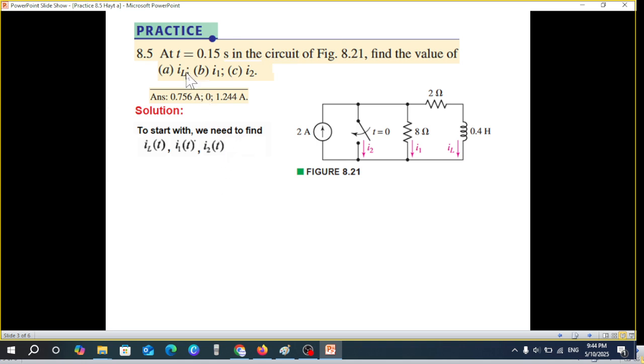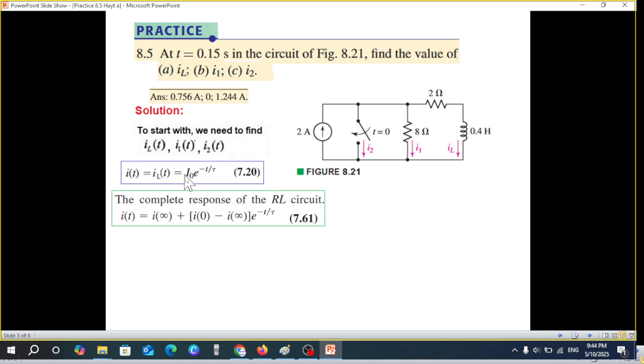Actually, although it's not written here, what we need to find first of all is, for any time t, the general equations ILt, I1t and I2t. And t denotes that for any time t, the equation should be valid.